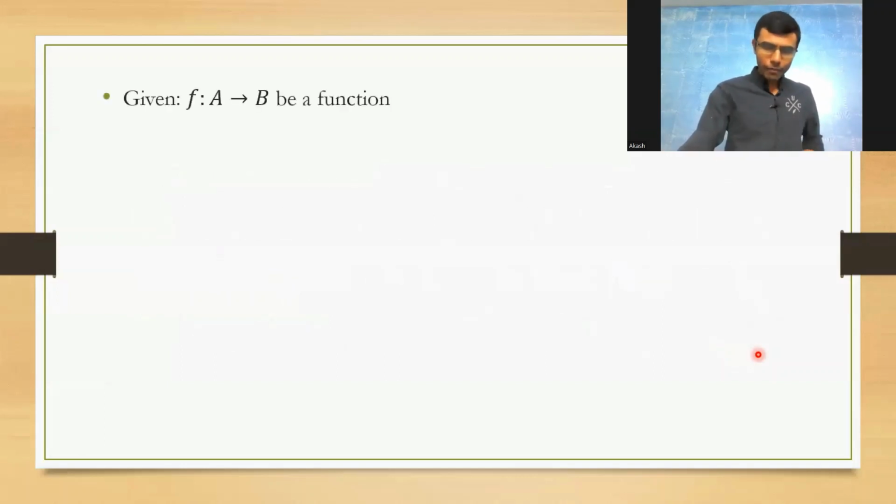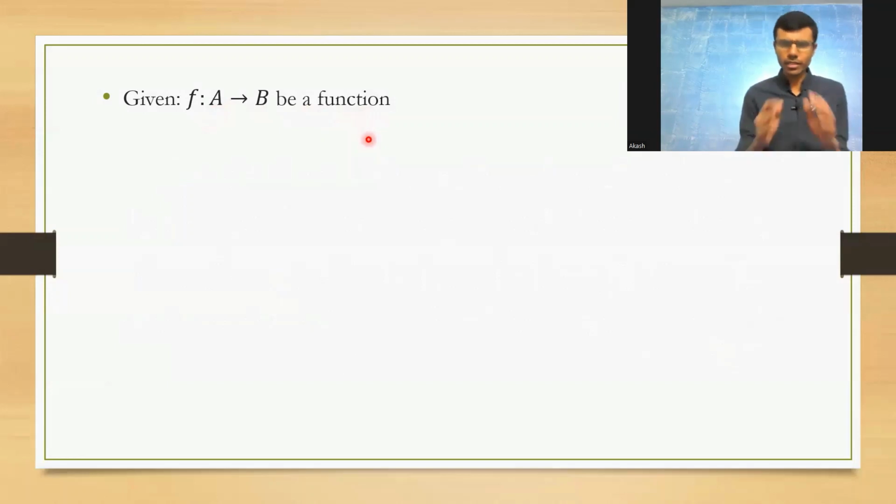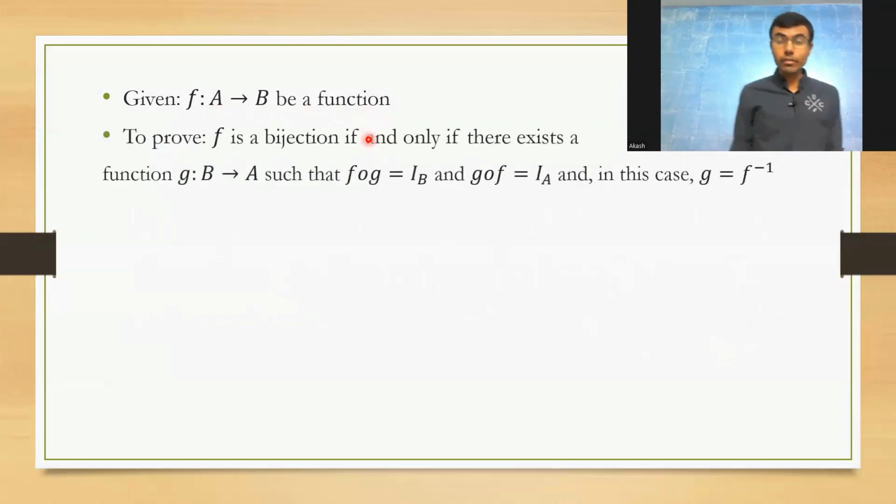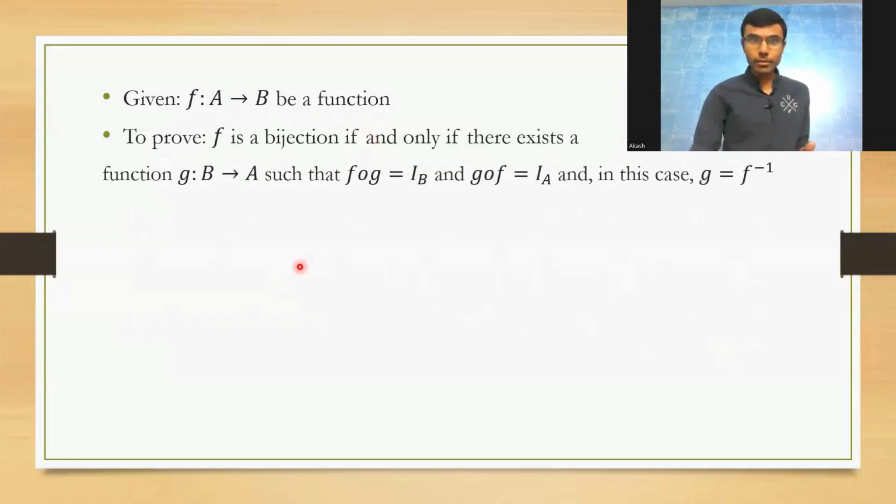Okay, fine. Now what we are given here, we are given just one thing: f maps A to B is a function. This is the only data we are given. Next, what we need to prove, that we need to show that f maps A to B is a bijection. Now this should give you a little bit better understanding.